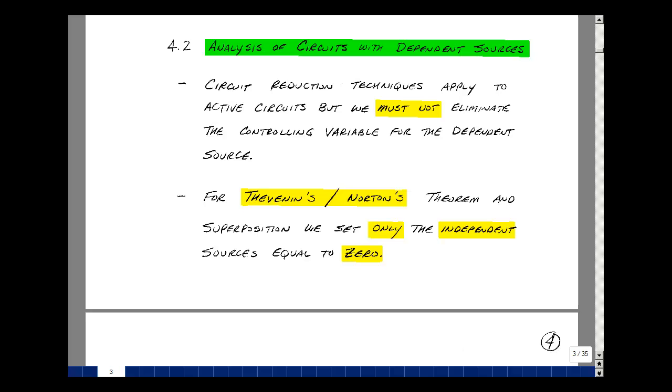For example, if you had the voltage across a resistance and that was used to control a voltage or a current, and you source transform that resistance, although the resistance stays the same, the voltage across it usually isn't. For Thevenin's and Norton's theorem and superposition, we're still going to use that theorem, but we're only going to set, again, the independent sources equal to 0, not the dependent.